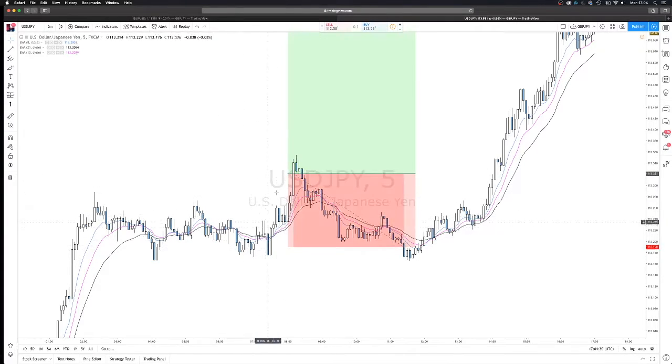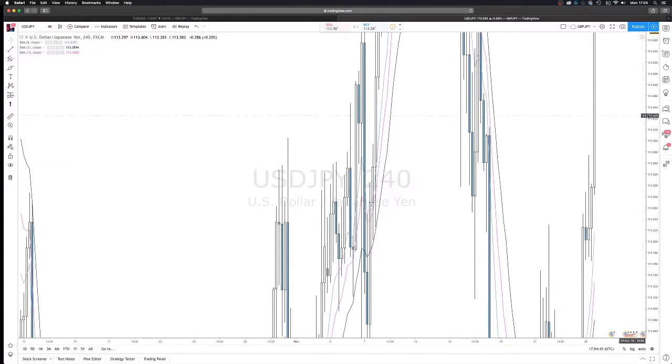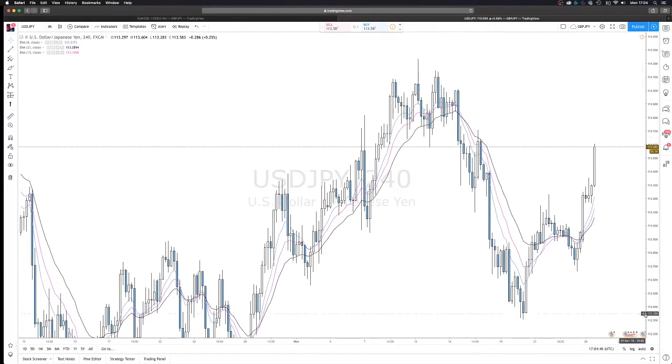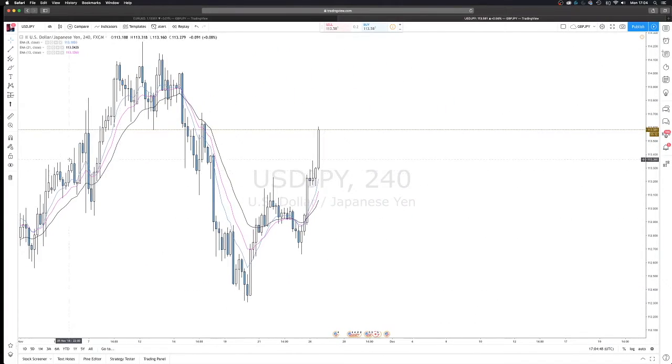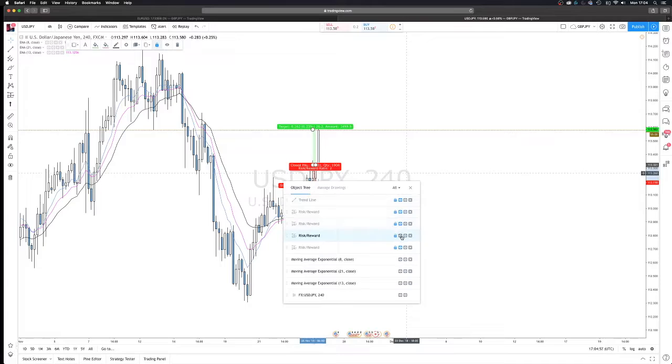But I also used this pullback into the 8 EMA as the reason for a larger swing trade. So on the hour, if I go to the 4-hour actually, so I used the 5-minute as an entry, and then as I mentioned yesterday, I was looking at the larger swing. So this is the trade, he says. No, that's not the trade. Where are you? No, not that one.